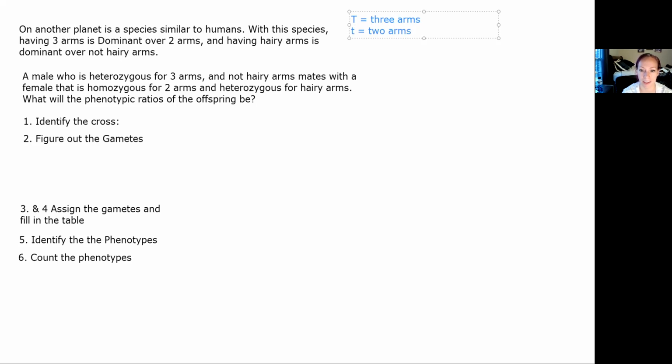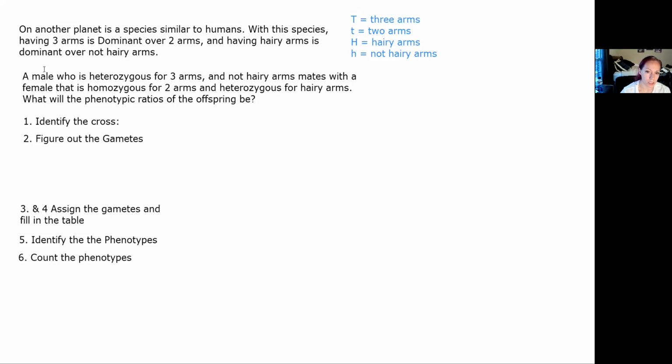As far as hairy versus not hairy, I'm going to say a capital H is for hairy arms, and a lowercase h is for not hairy arms. So this is just to keep me thinking straight. It's written down so I don't confuse myself later. Highly recommend you guys do this.